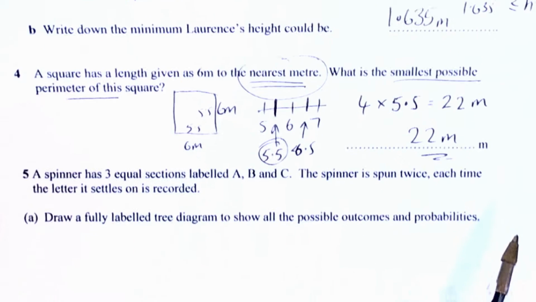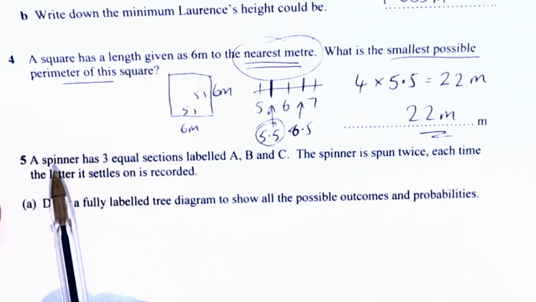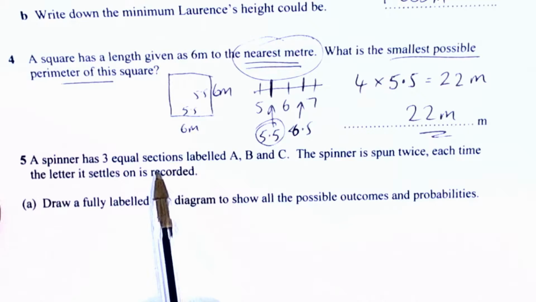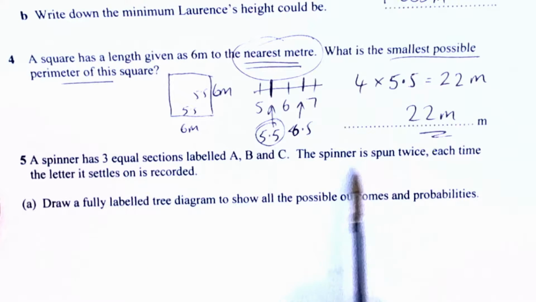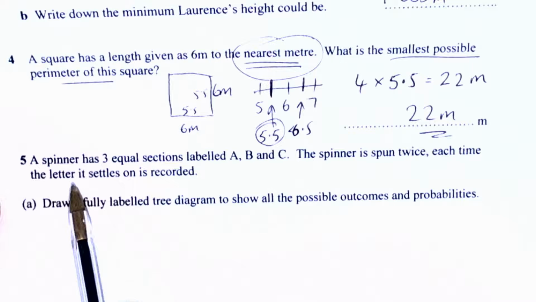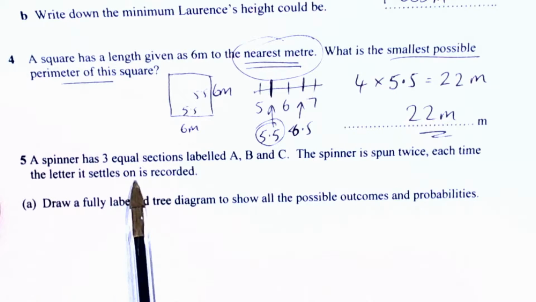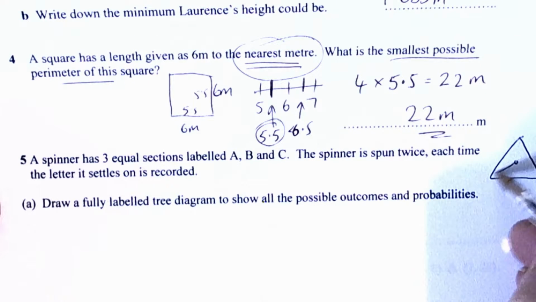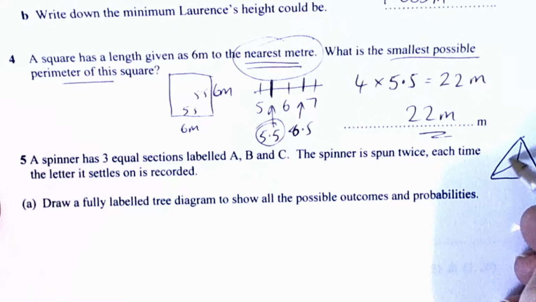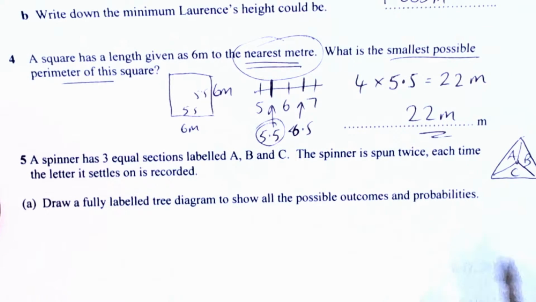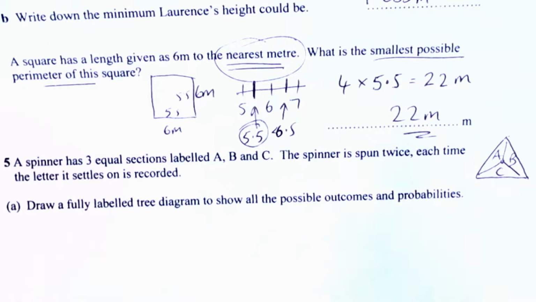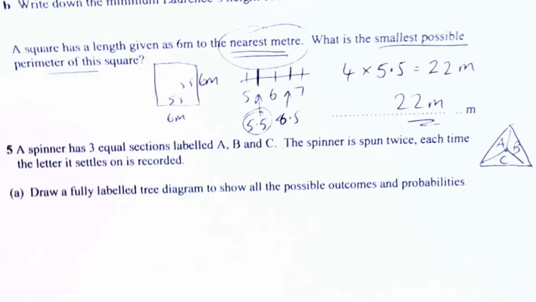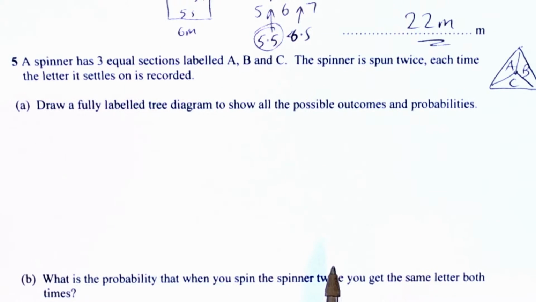Okay. So this next question talks about a spinner, 3 equal sections labelled A, B, C. The spinner is spun twice. Each time the letter it settles on is recorded. Okay, so because it's got 3 equal sections, then we're probably talking about an equilateral triangle where each of the sections are labelled A, B, and C, and we're spinning that spinner and recording the letter that it lands on. So we've got to draw a tree diagram to represent all the possible outcomes.